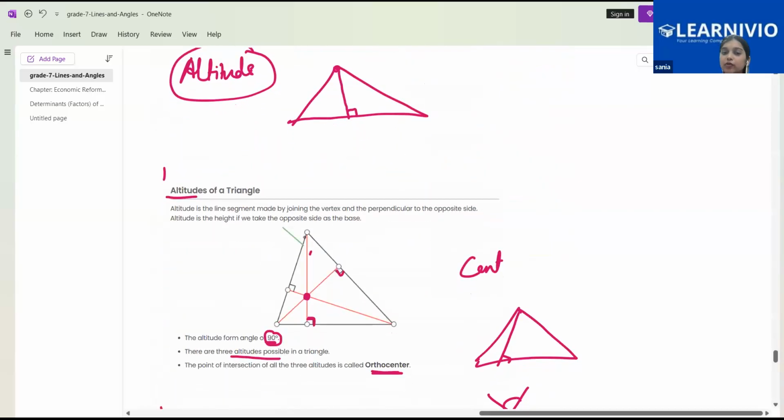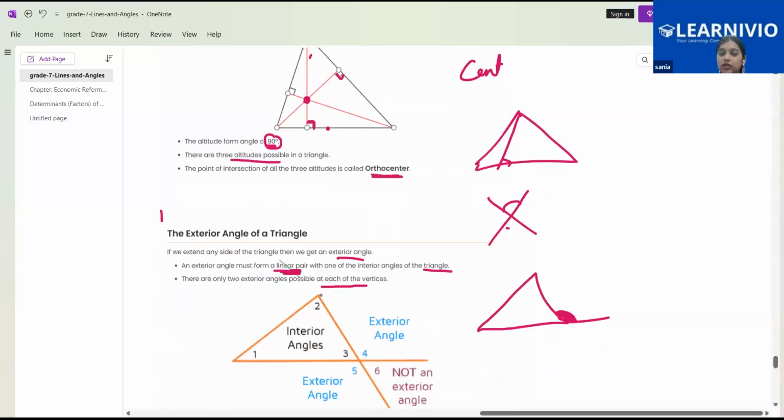Then what is an altitude? An altitude also starts from a vertex and joins the opposite side, but the only condition is that it should be at 90 degrees. It can be in between or it can be outside. For a median, it should cut in the center itself, in the middle. But here it is not, and that is known as an altitude.